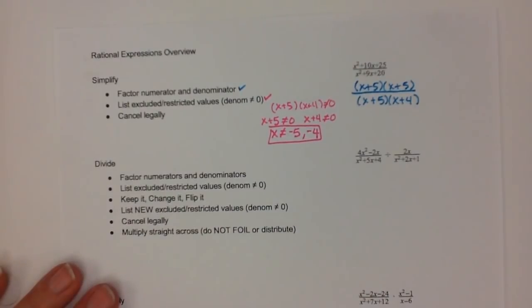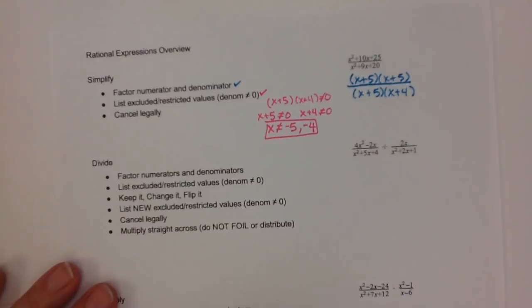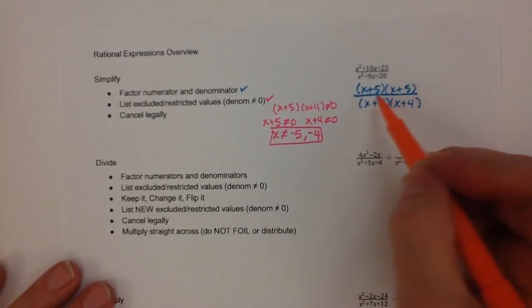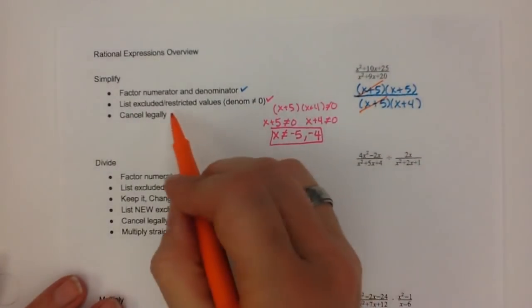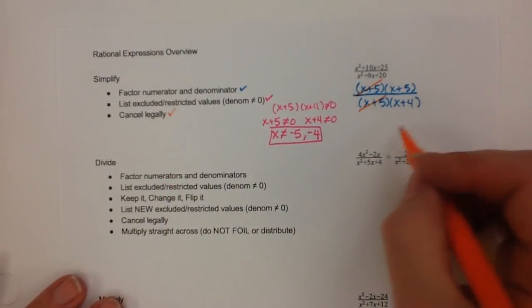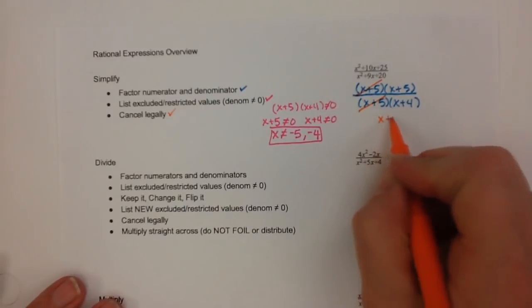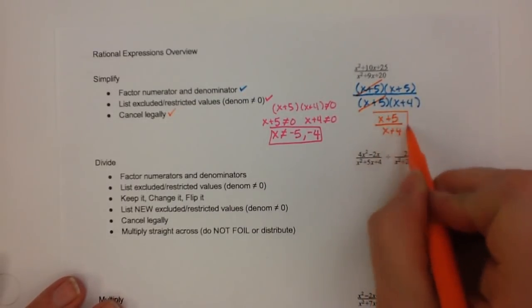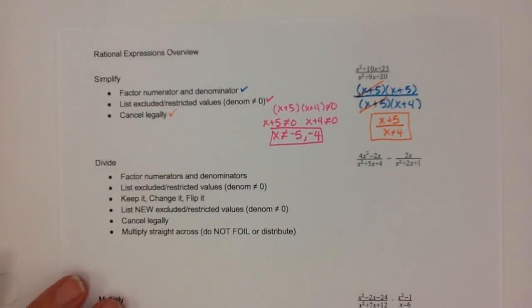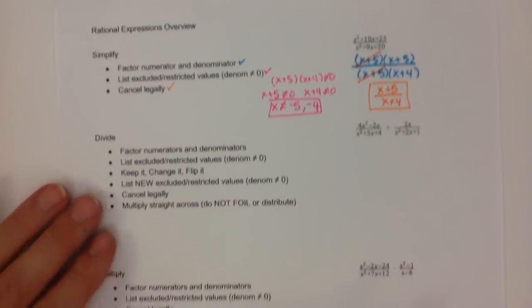Then the next thing we'll do is cancel legally. That means that you have to have an exact match in the numerator and denominator. So I have an x plus 5 and an x plus 5 that will cancel. And then I'll end up rewriting my problem with what's left, which is x plus 5 over x plus 4, and that is my simplified answer. On to division.